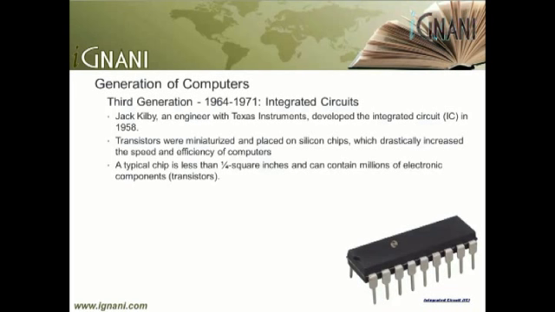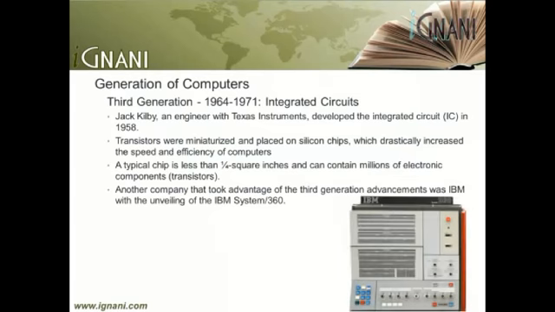Fairchild Camera and Instrument Corporation built the first standard metal oxide semiconductor product for data processing applications, an 8-bit arithmetic unit and accumulator. The fundamental components of this semiconductor laid the groundwork for the future discovery of the microprocessor in 1971. Another company that took advantage of the third-generation advancements was IBM with the unveiling of the IBM System 360. The company was making a transition from discrete transistors to integrated circuits, and its major source of revenue moved from punched card equipment to electronic computer systems.